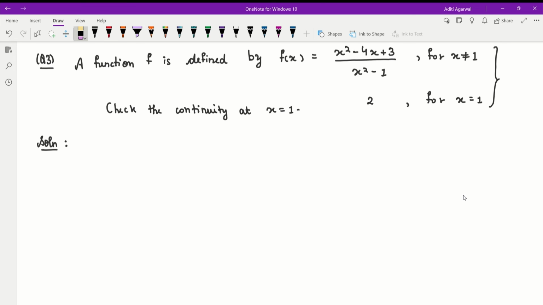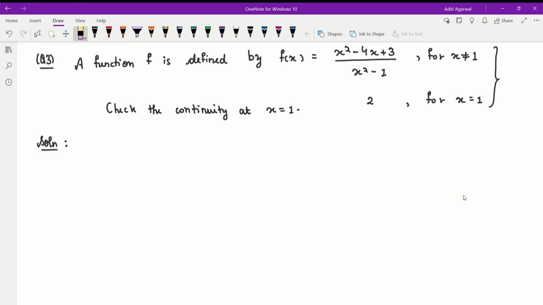Now we are starting question 3 of the exercise. It says a function is defined like a split function जिसमें value is x square minus 4x plus 3 over x square minus 1 if the value of x is not equal to 1 and the value of the function is 2 if the value of x is equal to 1. We have to check the continuity of the function at x equals 1.